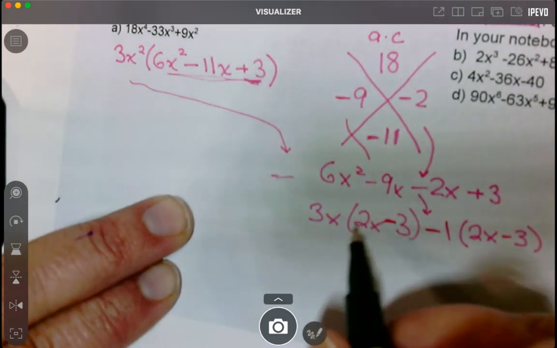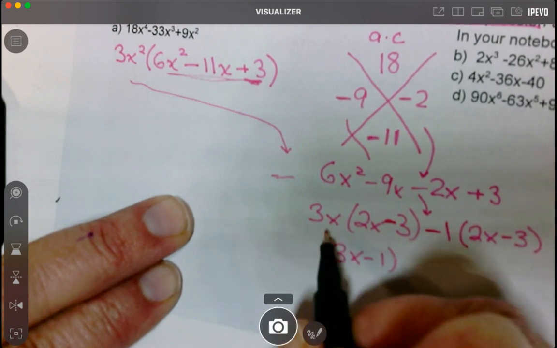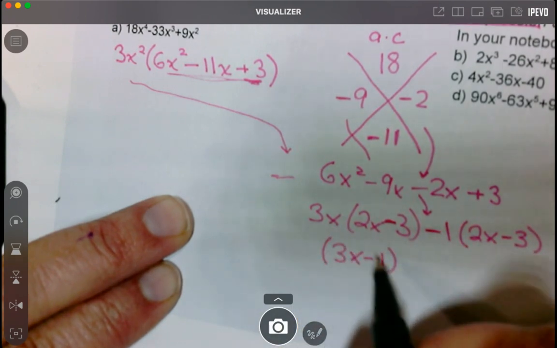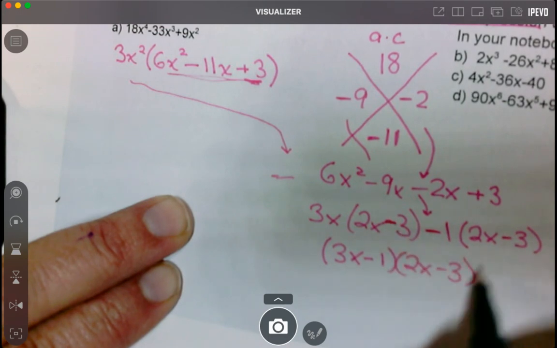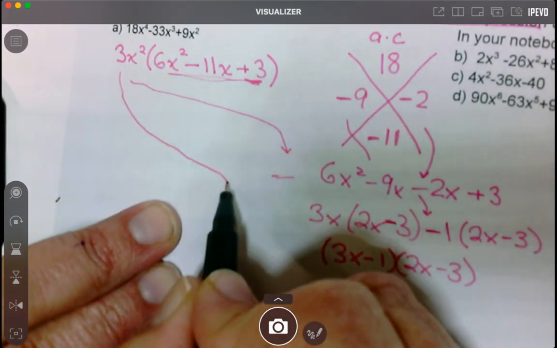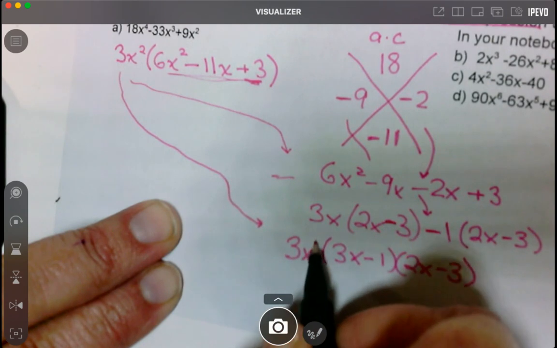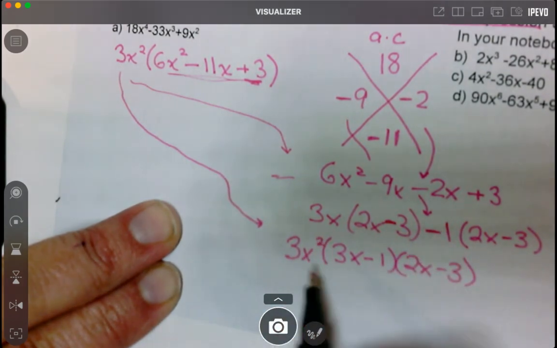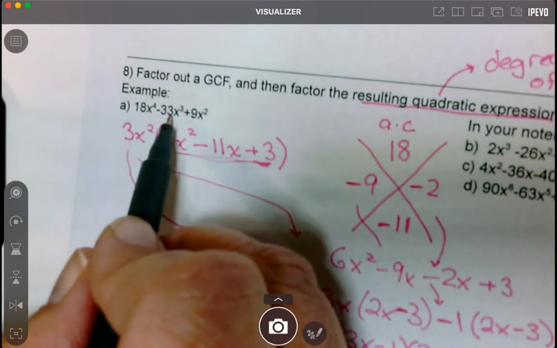And now I put the outsiders together. This 3x minus 1 becomes a binomial. 2x minus 3 becomes a binomial. And I can't forget that I had this 3x squared. So what I'm saying is if I multiply all these back together, I would get back to what I had at the beginning.